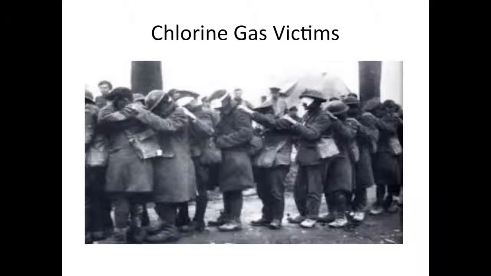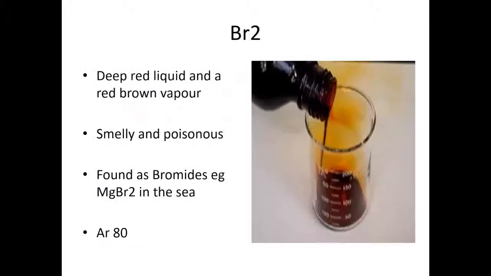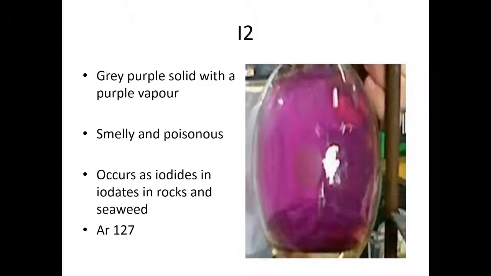Okay, brilliant. Okay, so bromine. There it is. Deep red liquid, red brown vapor. Like chlorine, smelly and poisonous. Found in the sea as magnesium bromide, and has a relative atomic mass of 80. Iodine, grey purple solid, purple vapor, again smelly and poisonous.